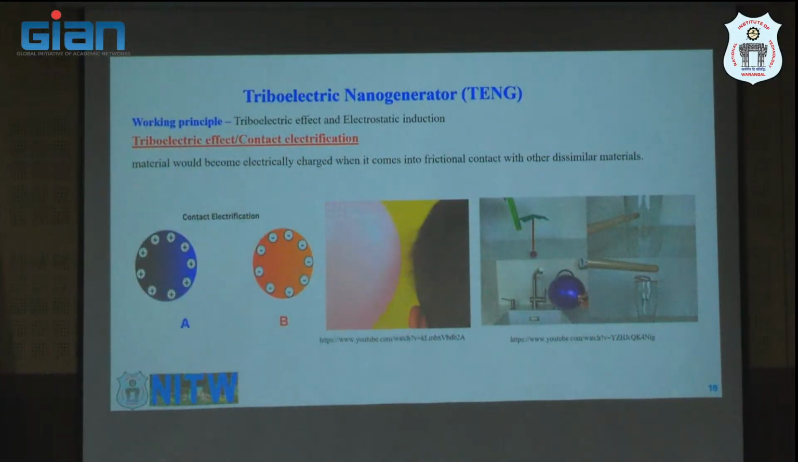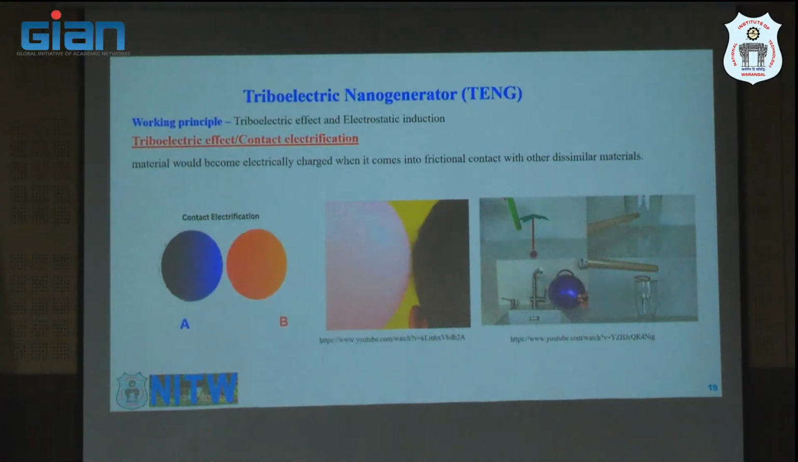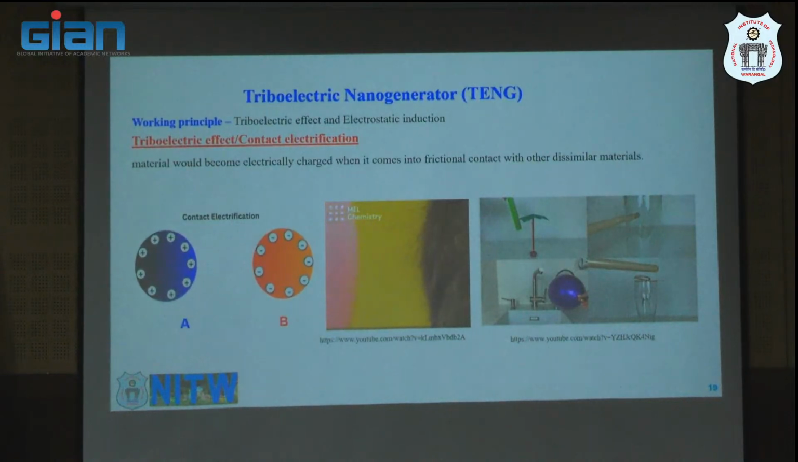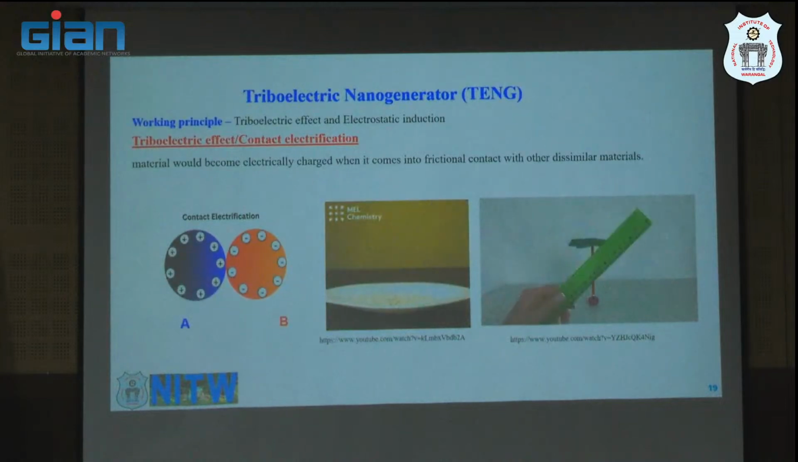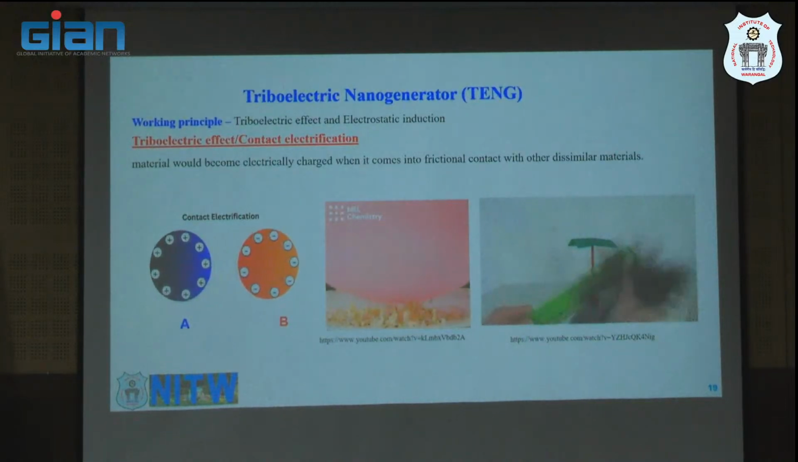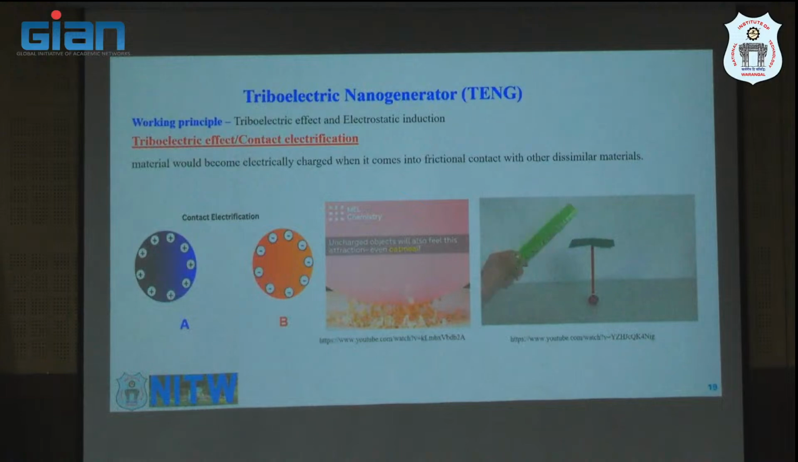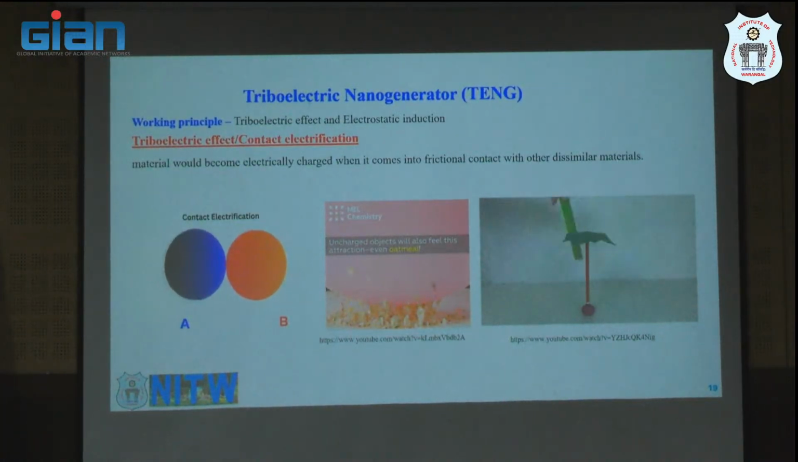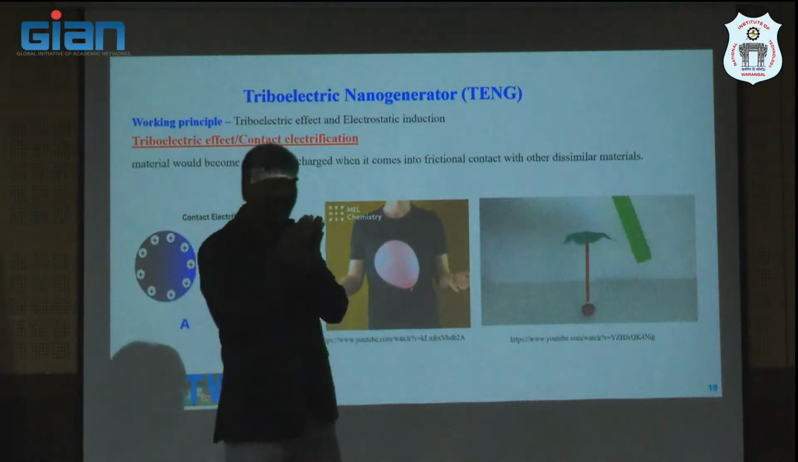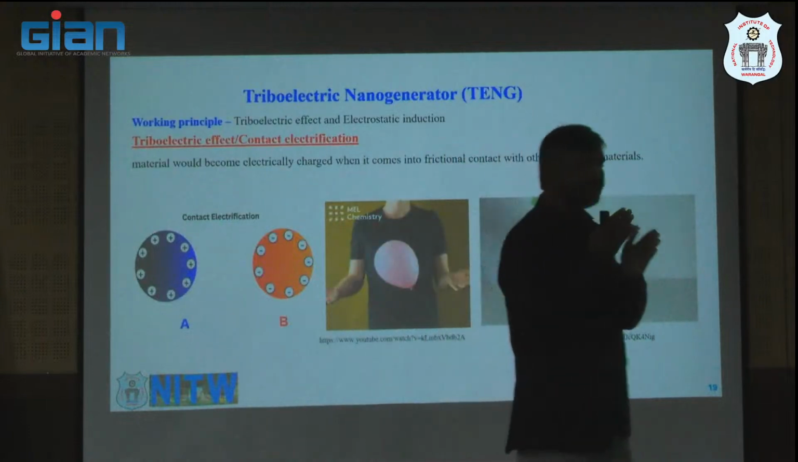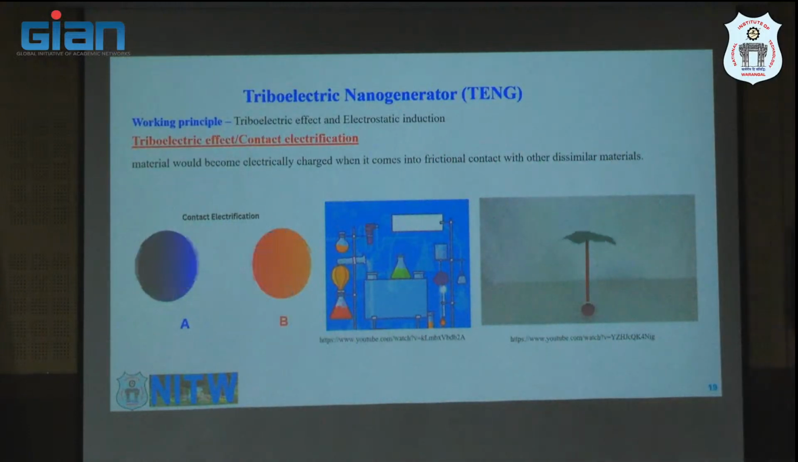When you rub two materials, based on their electron affinities, one material gets a positive charge and the other gets a negative charge. That's what happens when you rub a balloon with hair, or when you take a charged object to another charged object. You can see here the scale is rubbed, it is charged with some charge, and now it is giving a pushing force to the paper. So this is contact electrification, where two materials come into contact and, because of the difference in their work function, they exchange charge carriers.